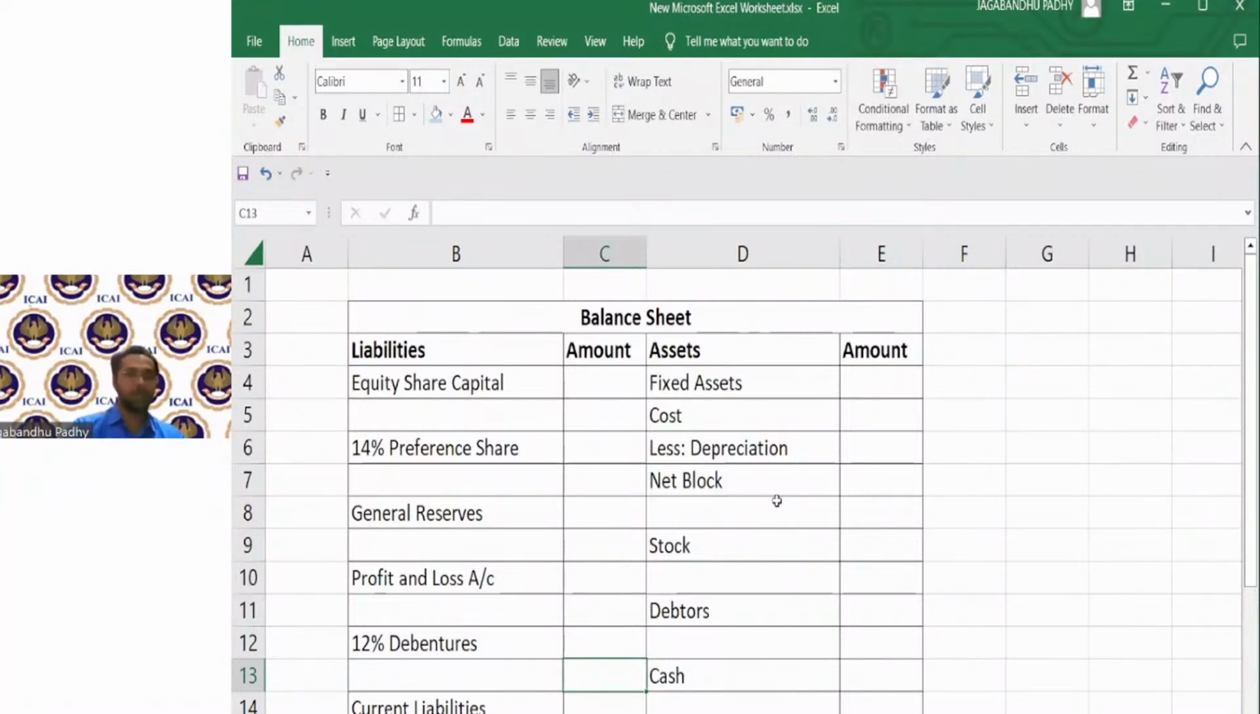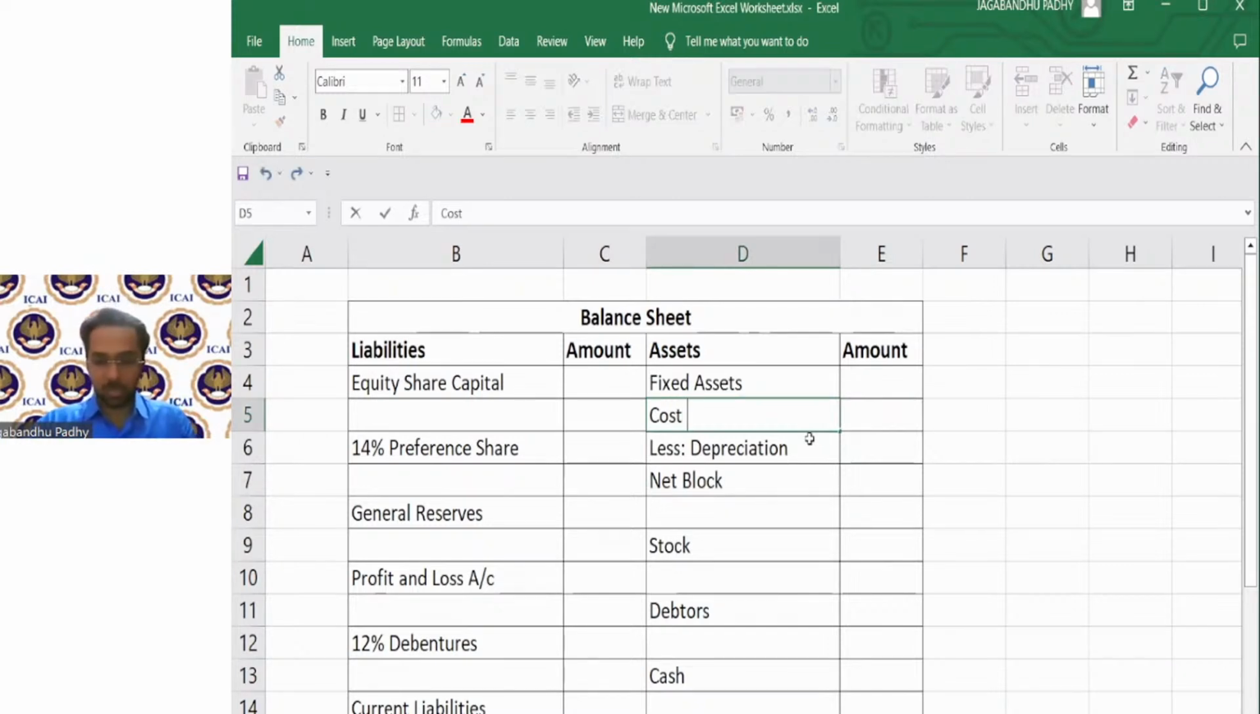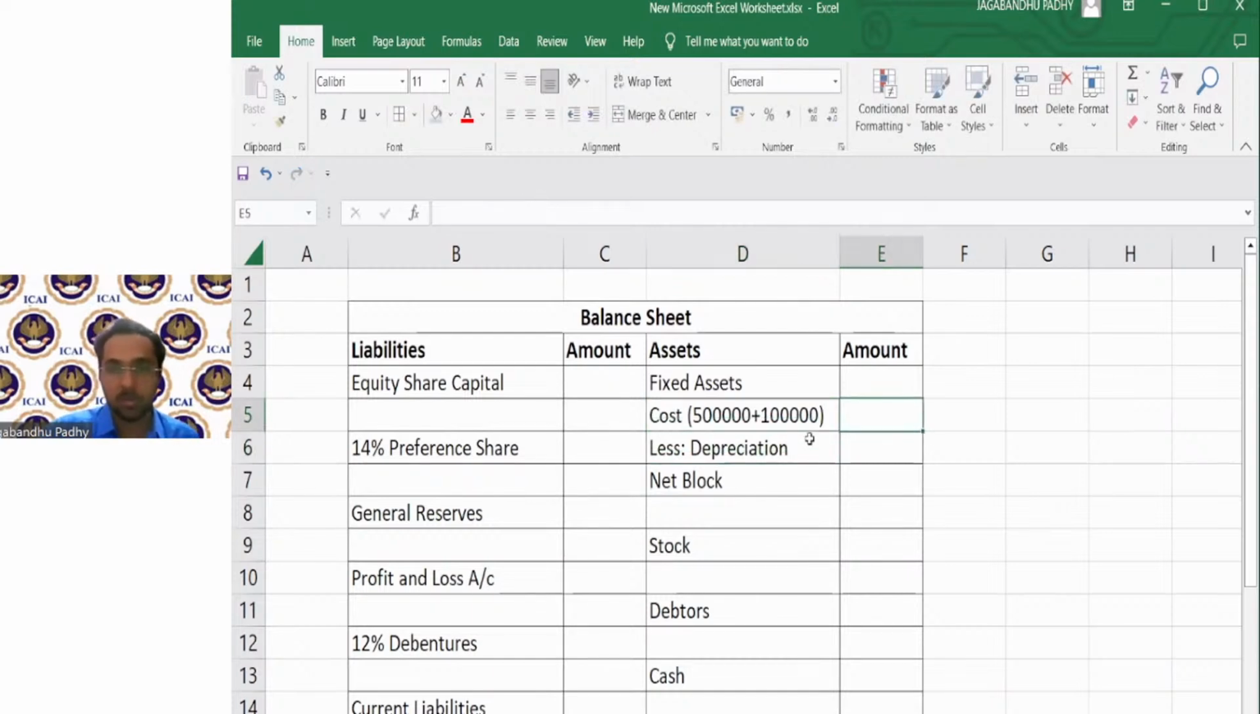So talking about the items one by one. First, it says that fixed asset costing 1 lakh will be installed on 1st April and it would become operative on that date, for which payment will be made on 31st of March. Obviously, the fixed assets cost here is simply going to be the original value of fixed assets. The cost of fixed asset is given as 5 lakh. So that's 5 lakh plus additional 1 lakh. So this would become 6 lakh.